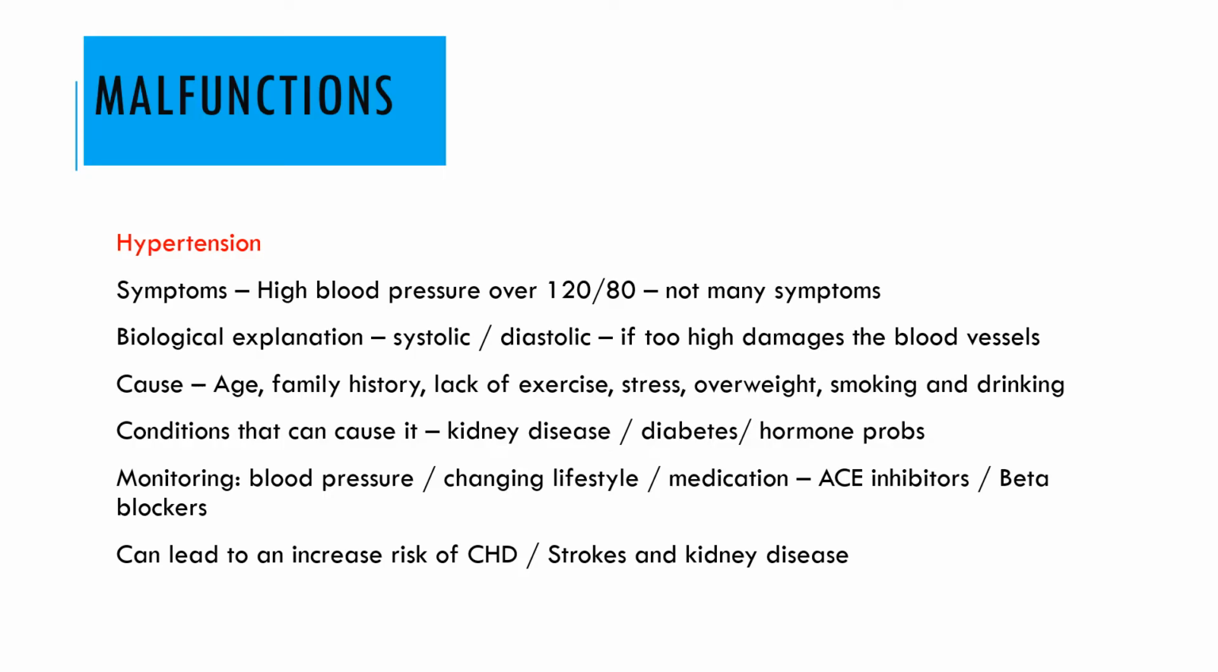The biological explanation is if your systolic and diastolic, so your contraction and your relaxation, is too high, it can damage the blood vessels. It's caused by age, family history, lack of exercise, stress, being overweight, smoking and drinking. It can cause kidney disease, diabetes and hormone problems. It can be monitored by blood pressure, changing lifestyle, medication, so ACE inhibitors, which actually lower the heart rate. Beta blockers as well can help lower and stabilise the heart rate. And it can lead to an increased risk of coronary heart disease, strokes and kidney disease.